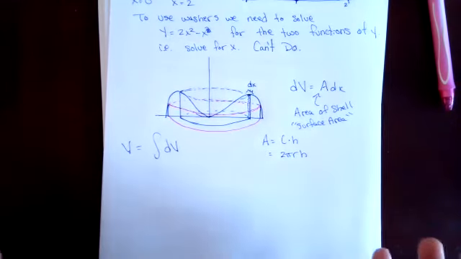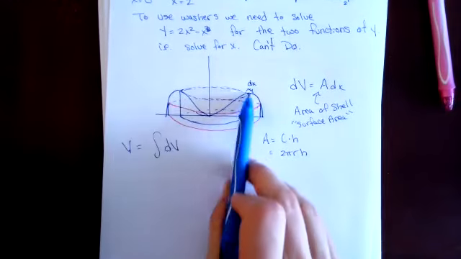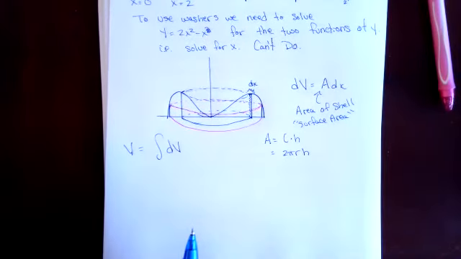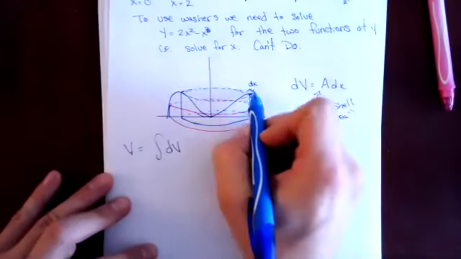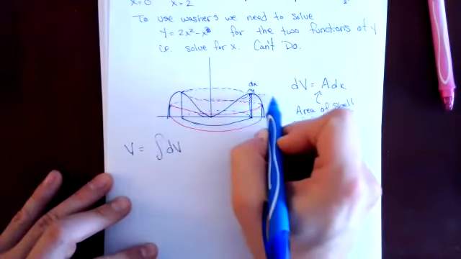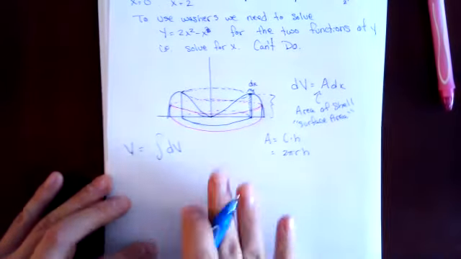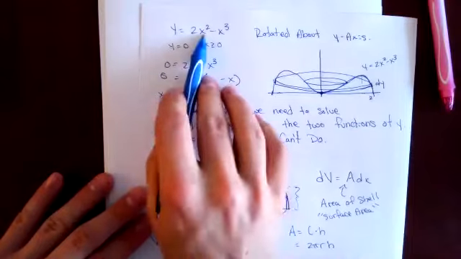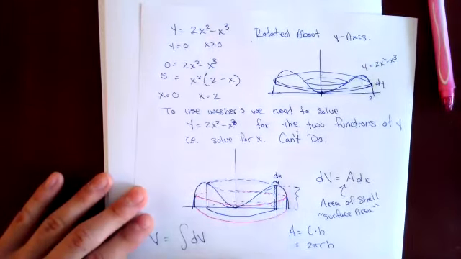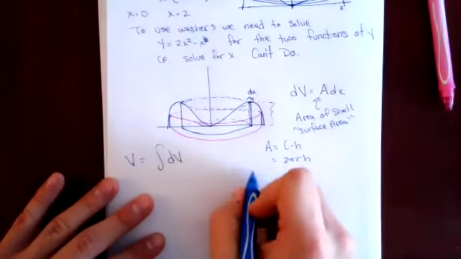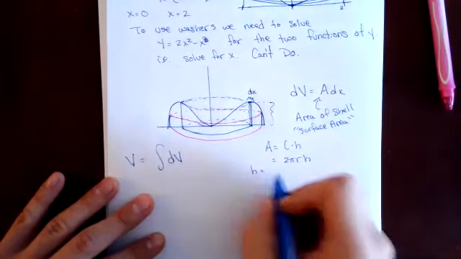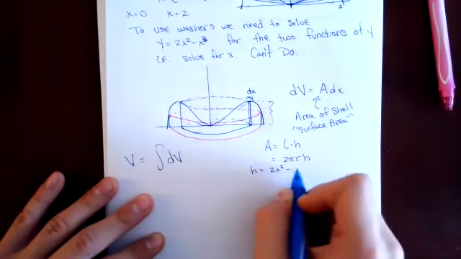Okay, good. So we've got all of our geometry there. Let's now make sure that all the variables match with what we want. The height is pretty easy. What is the height of this guy? It's given by the function. It's just the y value. So my height is just 2x squared minus x cubed.